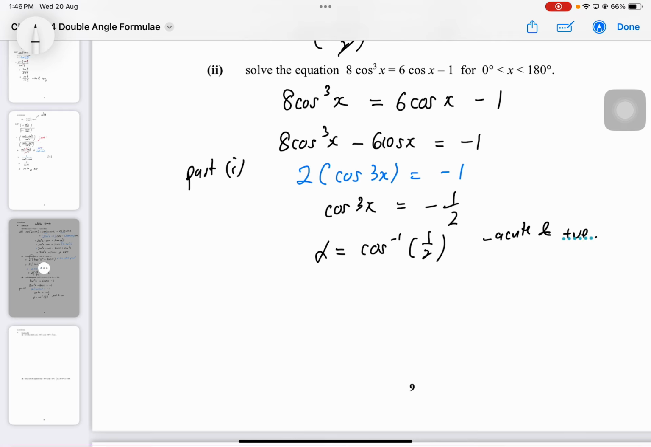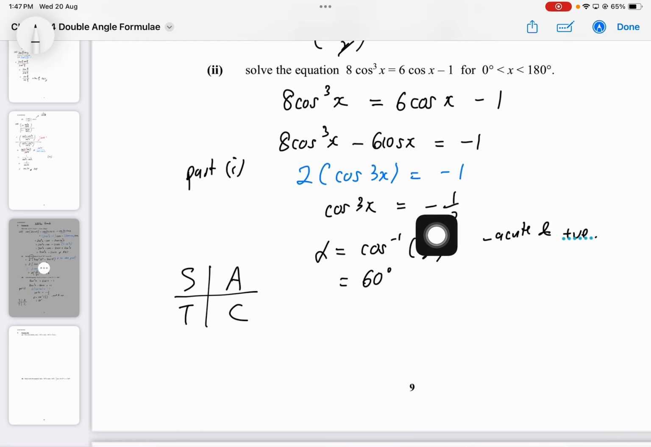Okay, so take your calculator in degree mode. Cosine inverse half. Or you notice it is a special angle, 60 degrees. Okay, so second step, ASTC. Cosine is a negative here. So cos is in the second and third quadrant.